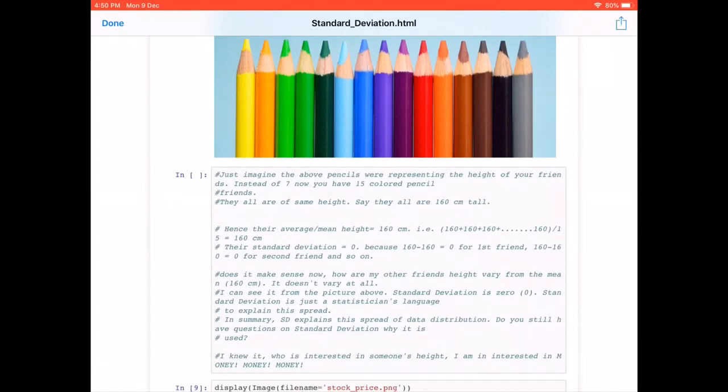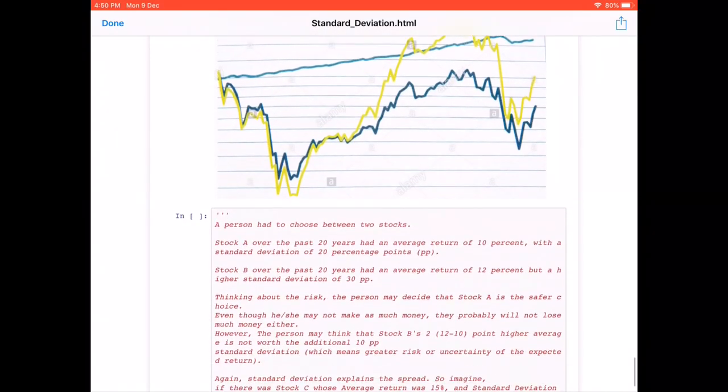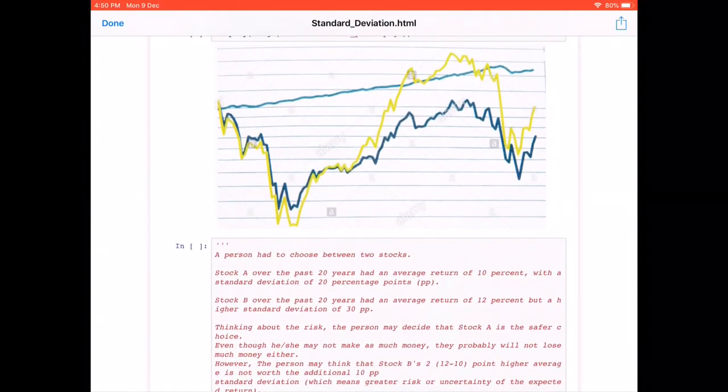Right? So, in short, standard deviation gives you a numerical language to say how different your population is. When my friends were of different heights, standard deviation had a certain value. And when all my friends were of the same height, standard deviation is 0. That means standard deviation is nothing but a fancy way statisticians use to explain how different my individual values are from the average. Okay? All right, but who is interested in height, right? I am interested in money. Okay, let's use the same concept of standard deviation while picking stock options.